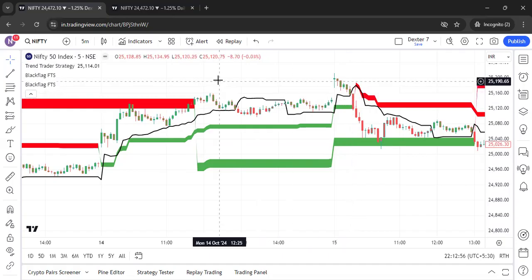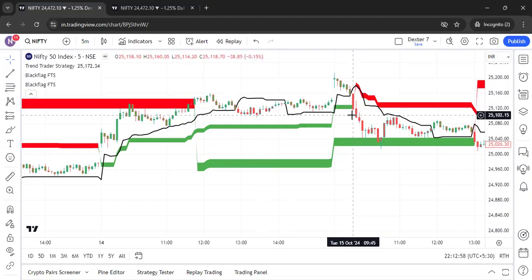So 23 points from 25114, again approximately 25090. So yes, you got it here. And as we said, once the black flag is taken out, probably it might move to the next one. So you had a fantastic move here. Again, these are all ifs and buts. If you would have waited, or you would have got this, and all those things are there. What we are saying is you take 20 to 30 points and get out. It's as simple as that.